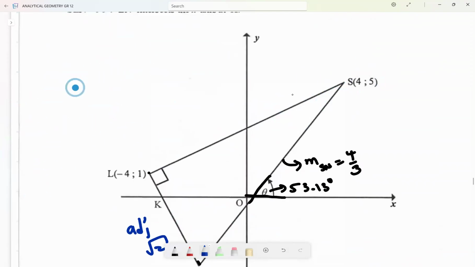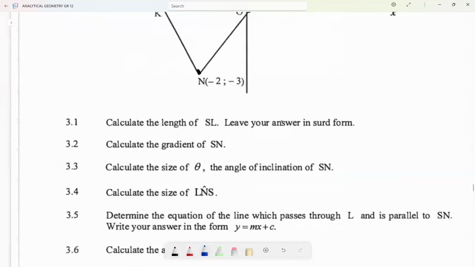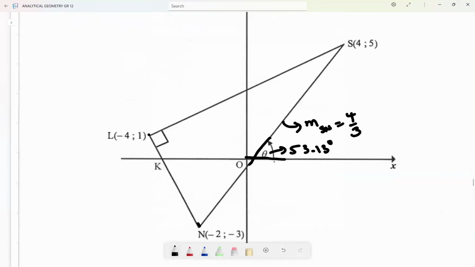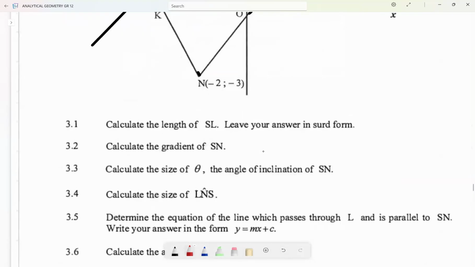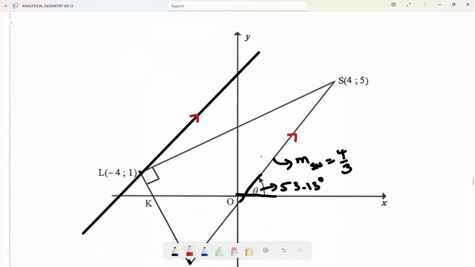The question says, find the equation of the line parallel to Sn and passing through L. Okay, which passes through L and is parallel to Sn. So that line, remember, I drew it something like this. So we know that this line is parallel to that line. And for me to find the equation of that, it's easy, guys. How many marks? 3 marks, guys. It's easy. Why? I already have the gradient. I know the gradient of that line.